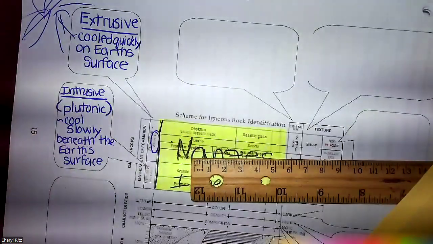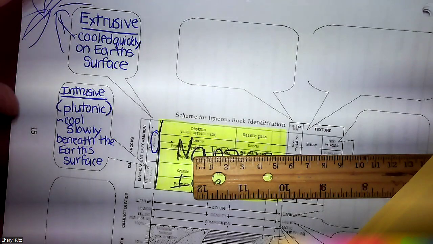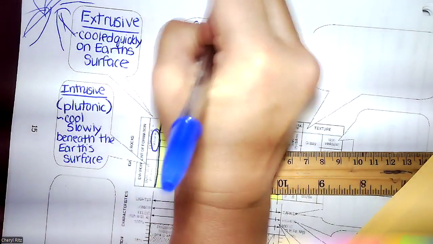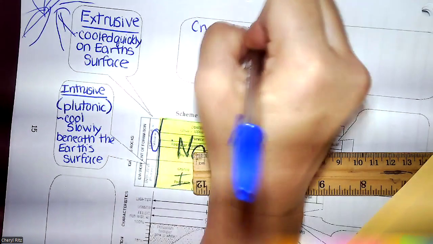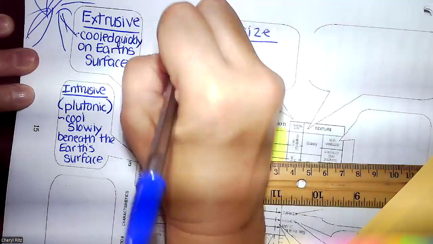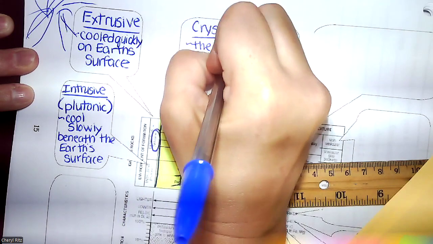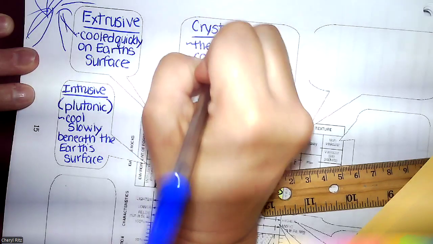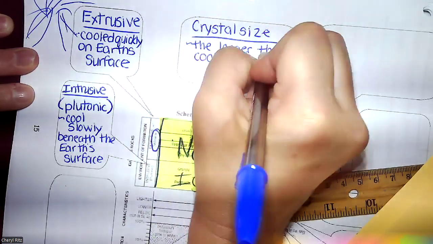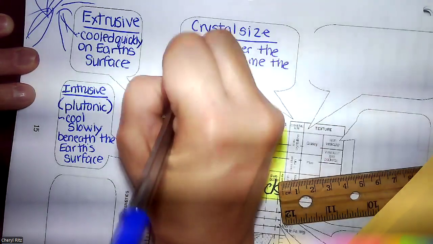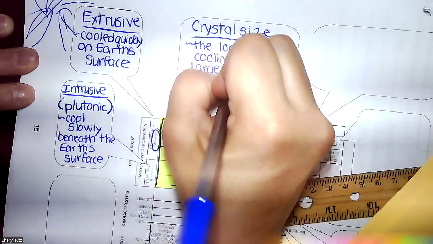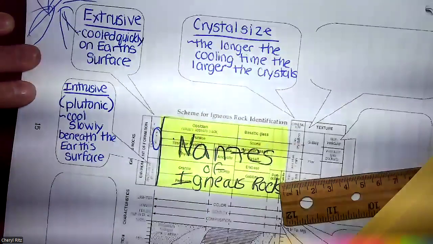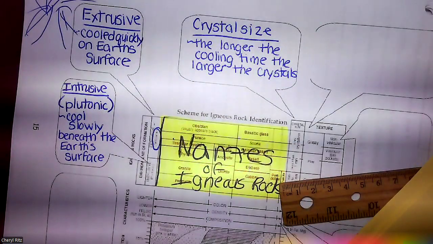What we want to put here in the notes for crystal size is just a reminder that the longer the time of cooling, the larger the crystals.